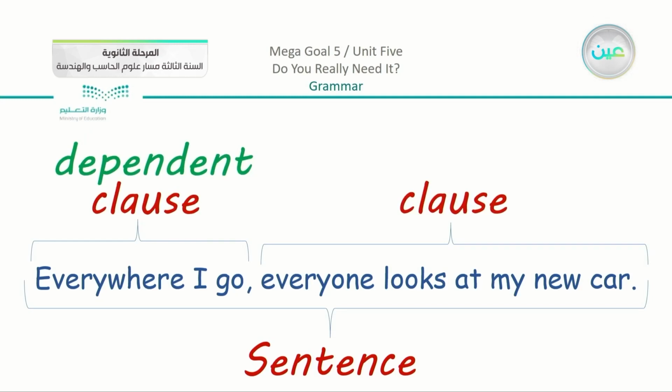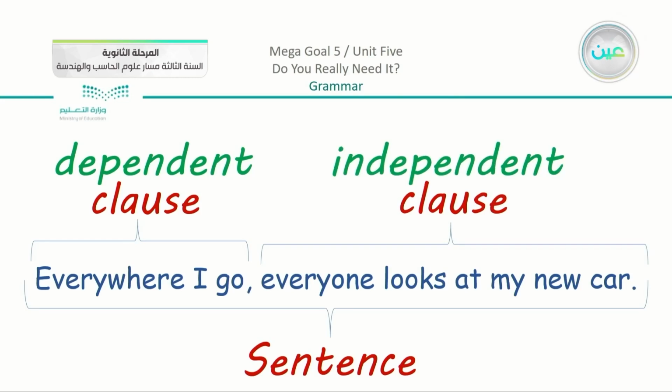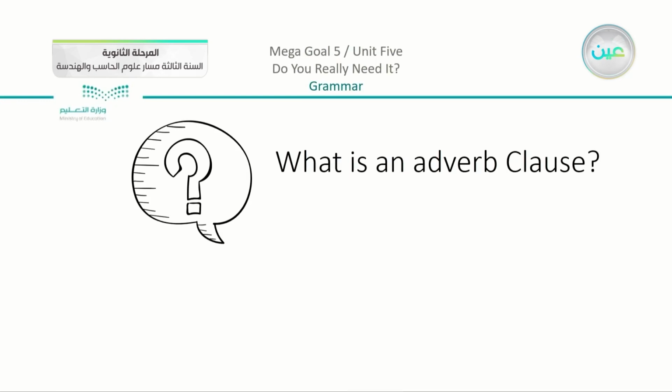And for the other part, let's ignore this one and say, everyone looks at my car. If I come to you and tell you, everyone looks at my new car, here you have a complete idea and you understand something completely. So this clause is independent. Now we know that the dependent clause doesn't give a complete meaning, and this is going to be the adverb clause. And the other part is an independent clause because it gives you a complete idea or a complete meaning. Now, moving on, just to make sure that we are on track, what is an adverb clause?